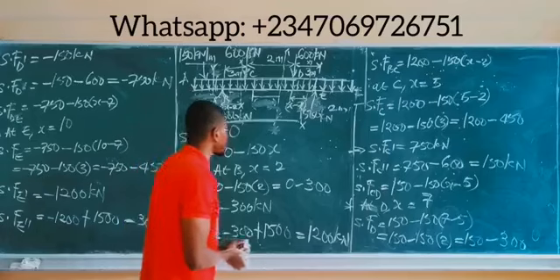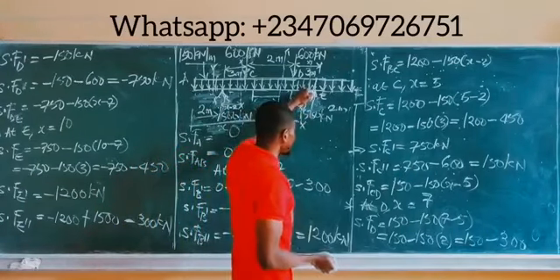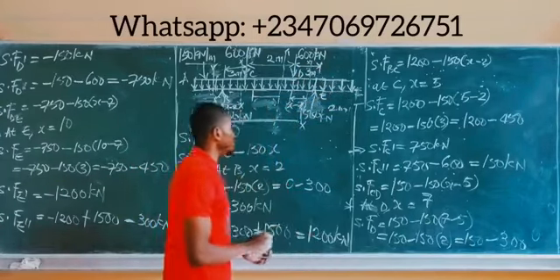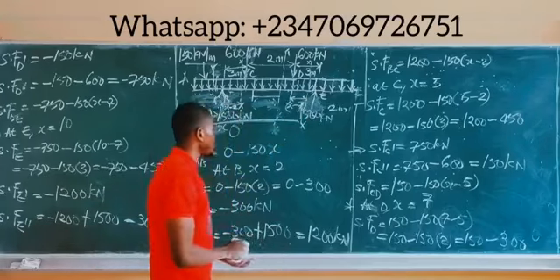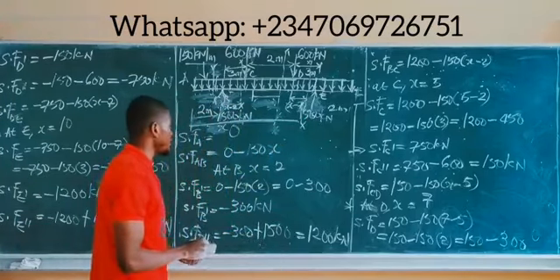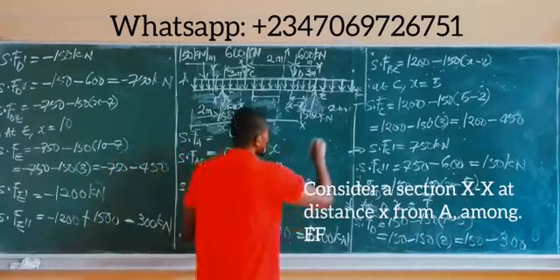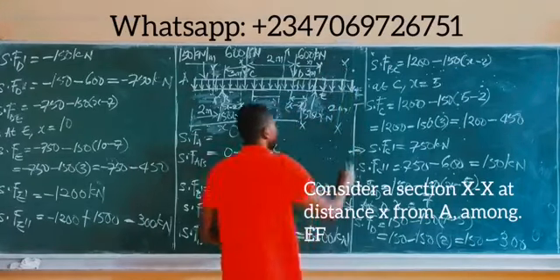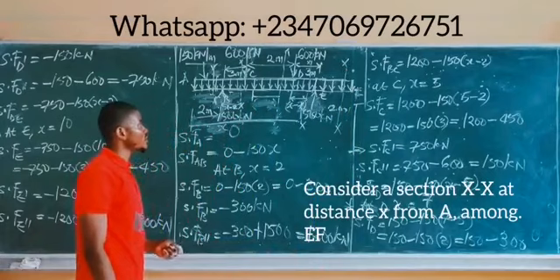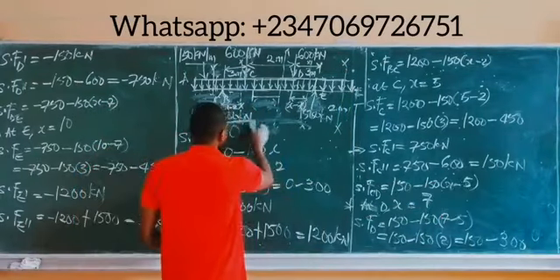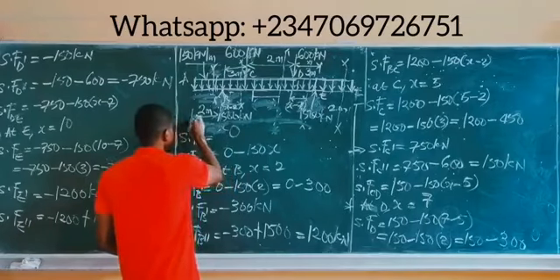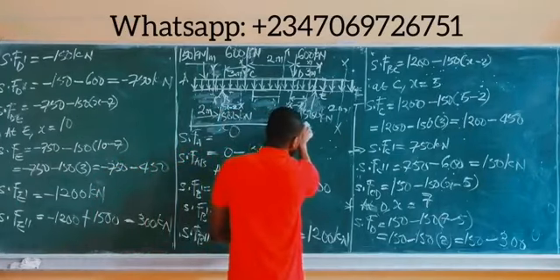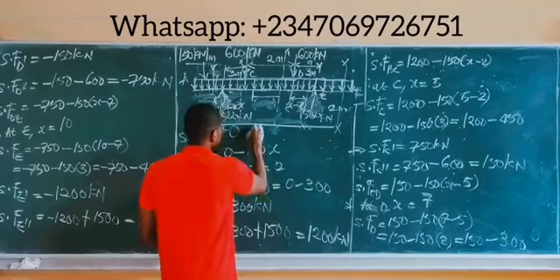Okay, so this shear force moves from point E down to point F. But moving along F, it encounters a UDL between E and F. So because of this UDL, as always, we'll consider taking a section. We take a section, consider section XX at a distance x from A, now along EF. The distance from point A to the point of section still remains x.